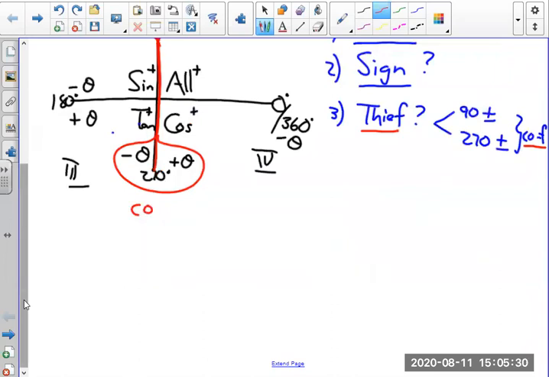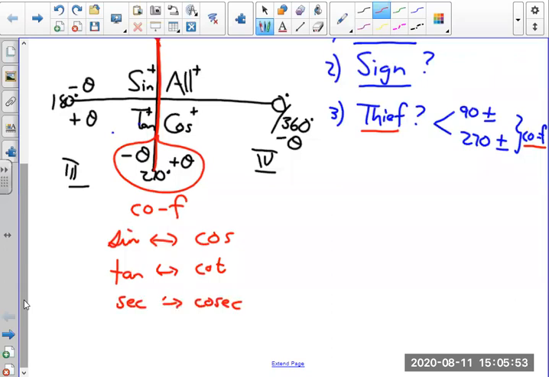Now, what are the cofunctions? Sine becomes cos, or cos becomes sine. Tan becomes cot, and cot becomes tan. And sec becomes cosec, or cosec changes to sec. You will see the co there. So cofunction means you just add a co, or take a co away from your function.